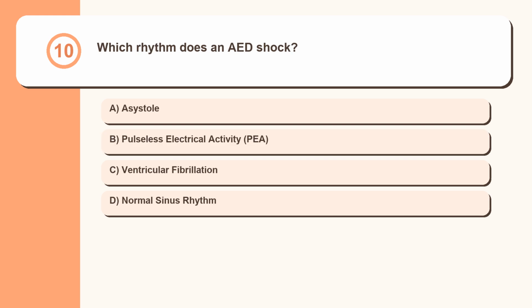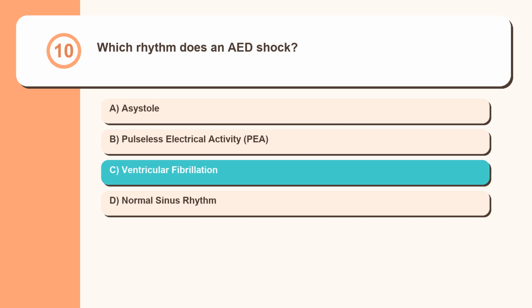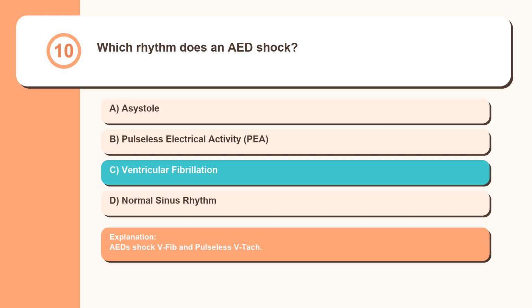Question 10. Which rhythm does an AED shock? Asystole, pulseless electrical activity, ventricular fibrillation, normal sinus rhythm. AEDs shock VFib and pulseless VTach.